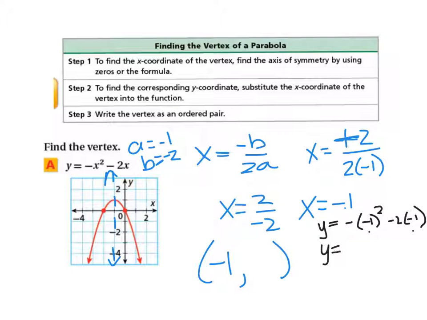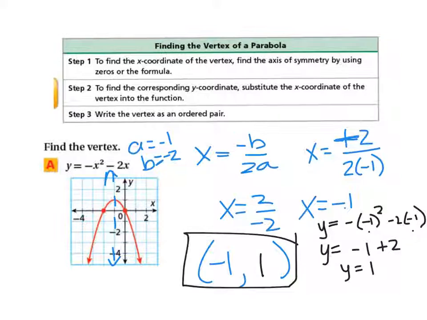Now I calculate, I'm going to follow PEMDAS, so exponents first. -1 squared is 1, times the negative is -1. -2 times -1 is +2. So y equals -1 plus 2 is 1. So that goes in the y spot. Now I have my ordered pair, and that's our final answer for the vertex.